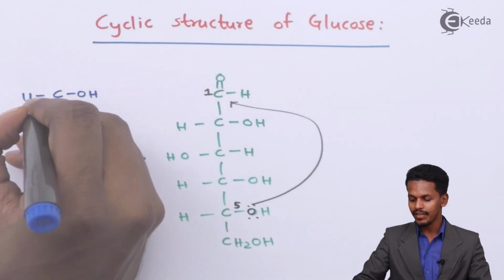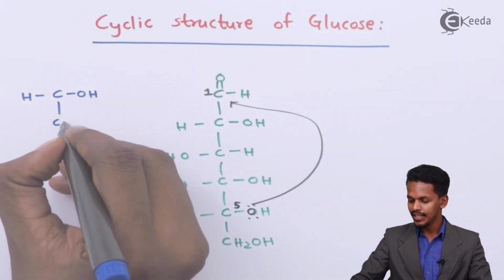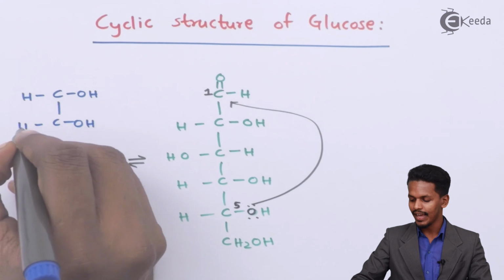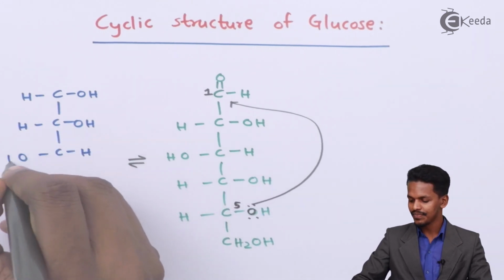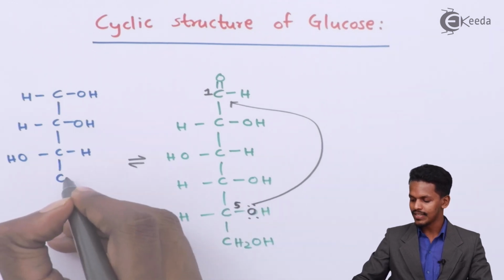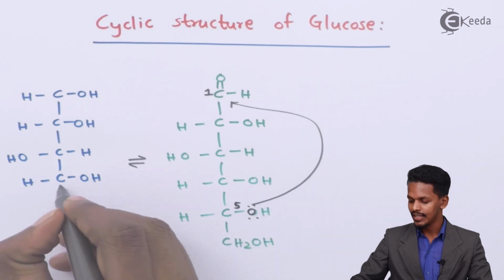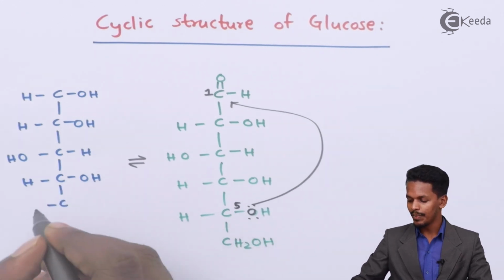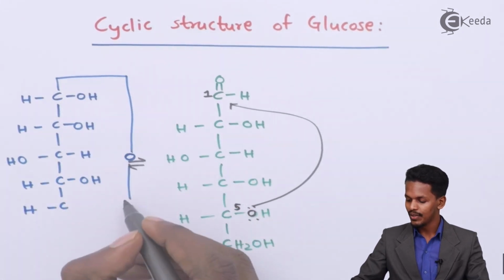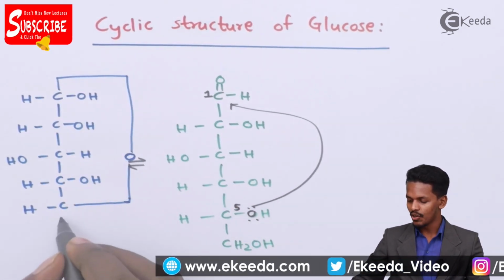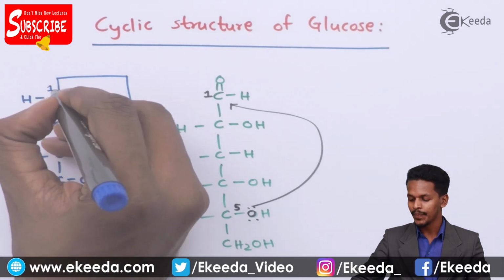COH. The H will be here. Talking about the next, this whole part will be as it is, that is COH. This one would be H. Talking about the lower one, this will be CHOH. And the next, that is COH. Here there will be H. And talking about this one, that is C. Here there will be H, and through this the oxygen bonds to this carbon atom, and at the lower part we'll get CH2OH. Again, this is nothing but carbon number 1.